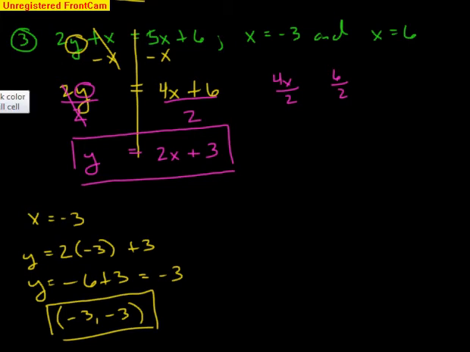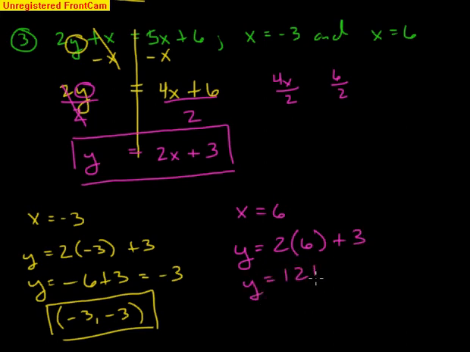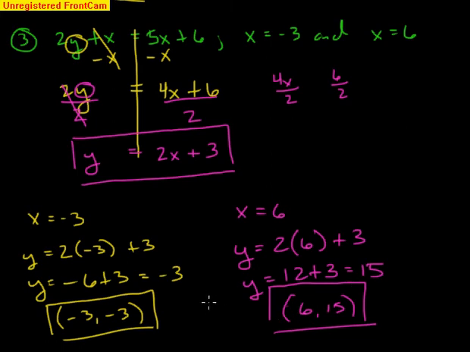Alright. And then second example, when x is 6, y equals 2 times 6 plus 3. That is y equals 12 plus 3, and 12 plus 3 is 15. So, when x is 6, y is 15. And there's our second point that we found for this line. Okay. Alright, last example here.